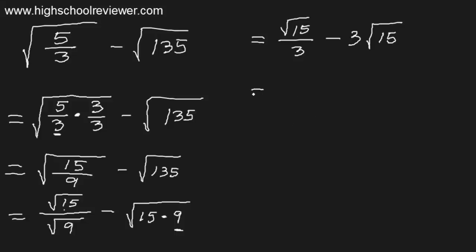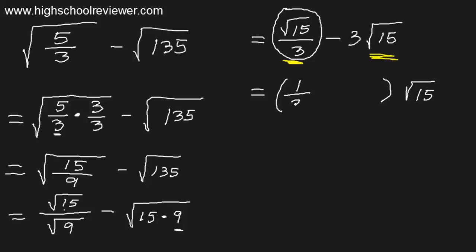Okay, since the square root of 15 is present in the two expressions, we can factor this out. So we will have two expressions multiplied by the square root of 15: the square root of 15 all over 3 divided by the square root of 15. What will be left here will be 1 all over 3.